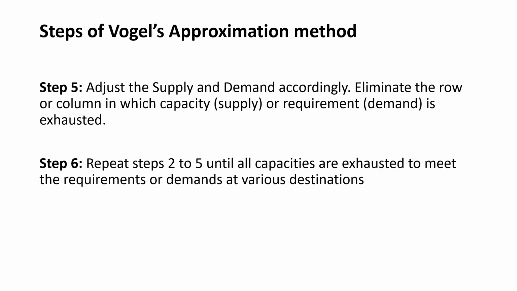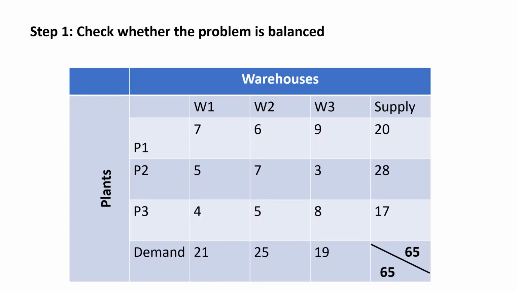And finally, we have to repeat steps 2 to 5 until all capacities are exhausted, all supplies are exhausted to meet the requirements or the demands at various destinations. At the end, all the supplies and all the demands are bound to get reduced to zero because we have already balanced the matrix before we proceed for its solution, right? So let's take an example. We have kept the same example just to show you how the solution is getting improved once we move from the northwest corner method to the Vogel approximation method.